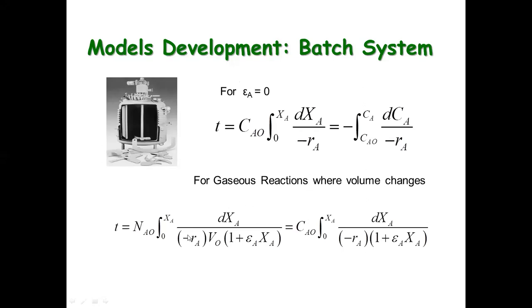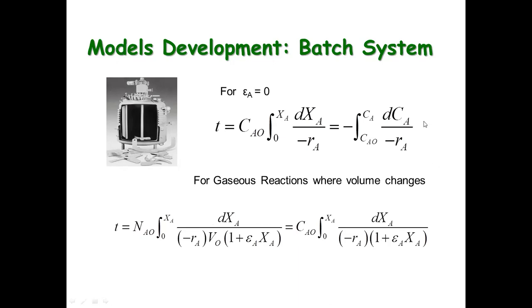Now for gaseous reactions, still on the batch reactor, we have to use the other formula, and that would account already for the linear variability of the volume. So the volume now was changed to V sub O times the quantity 1 plus epsilon A XA. As such, the VO here was the constant that was used as a divisor for NAO, making it CAO. And what remains after your integral sign is your differential for XA, the rate, which is also dependent on conversion, and this quantity 1 plus epsilon A XA.